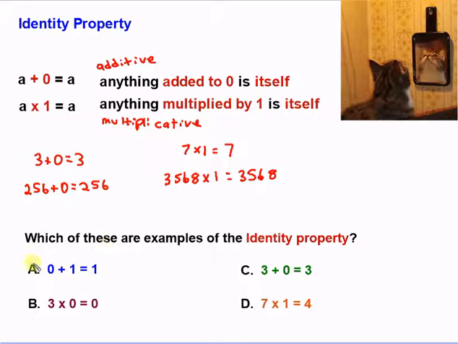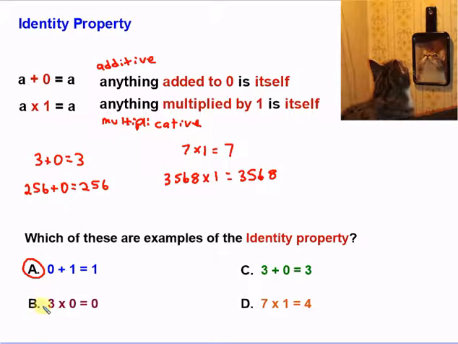So let's take a look at which examples down here at the bottom might be examples of the identity property. The letter A here shows us 0 plus 1 is equal to 1. Now, even though we start with the 0 here, we're still adding 0 to any number, and that is going to give the same number. So we have an example of the identity property.